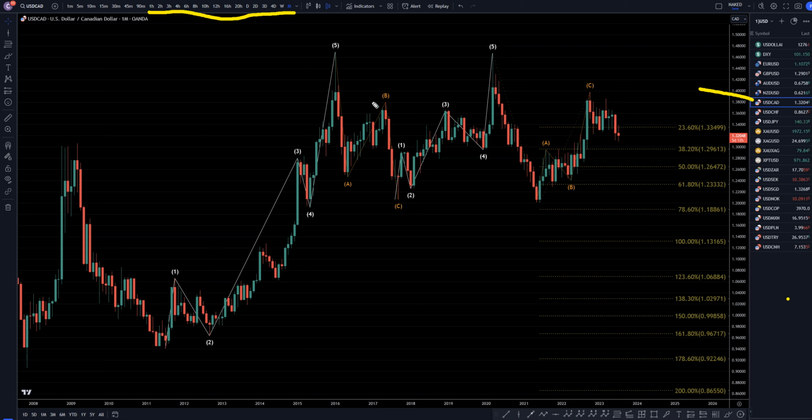So today is federal funds rate news for the US dollar. Definitely a really big news event for the dollar. I would definitely expect some volatility today because of that.